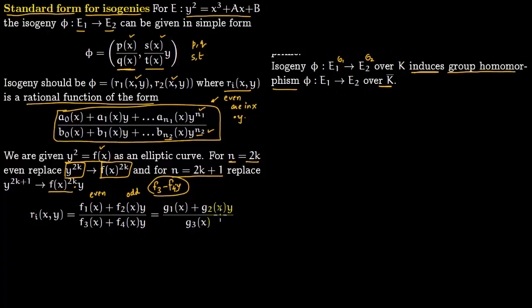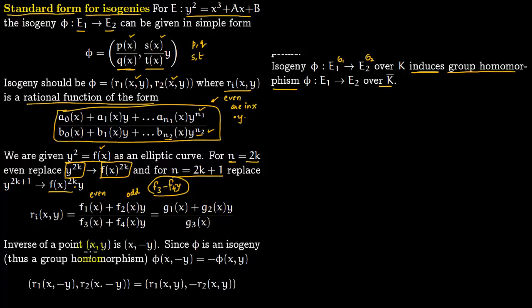As we mentioned before, the isogeny is a group homomorphism, and we already know that the inverse of a point (x, y) is (x, minus y). This we have seen before, in the way we constructed the group law. Since phi is an isogeny, it is a group homomorphism. So if you apply the isogeny to the inverse of a point, you get the negative of the image of the original point. That is a property of group homomorphisms.